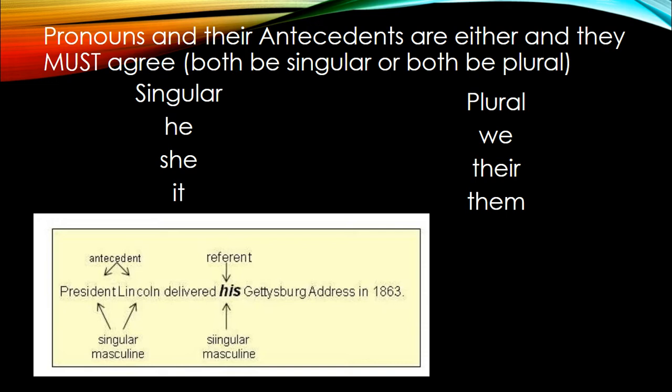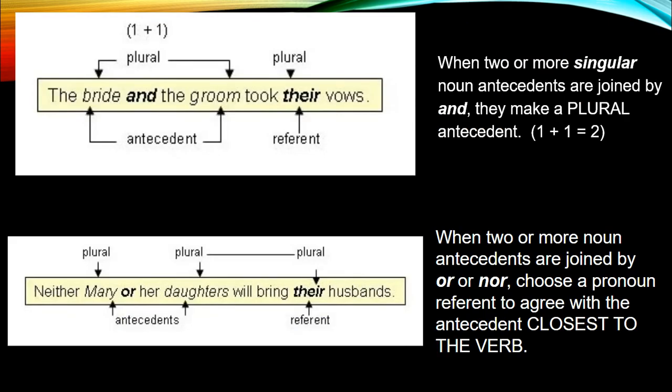So in our example, President Lincoln is our antecedent. There is only one President Lincoln, and so it is singular. Delivered his, which is the pronoun, and it is also singular, Gettysburg Address in 1863. If they didn't agree, then you would have one plural and one singular. When you have two or more singular nouns and they are joined by a FANBOY, such as and, now we have two antecedents, and it becomes plural. The bride and the groom took their vows, and so our pronoun must be plural.